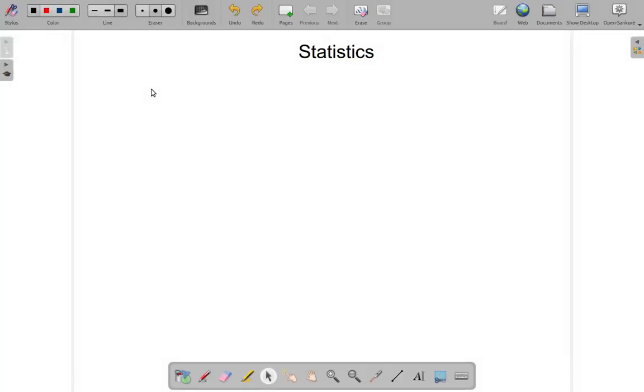Let's look at the topic statistics. Now, you probably would have heard about this topic before. Statistics. Now, what is statistics? You have various definitions of statistics.